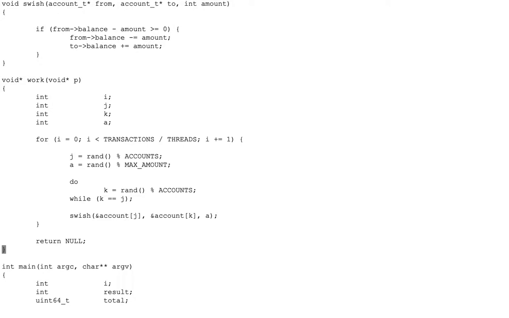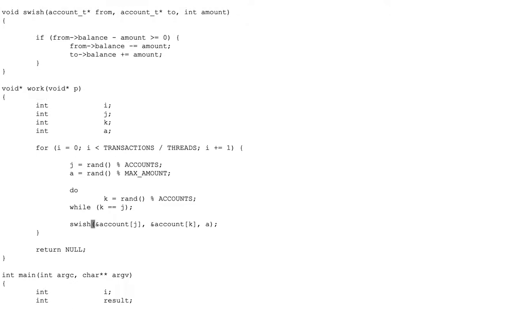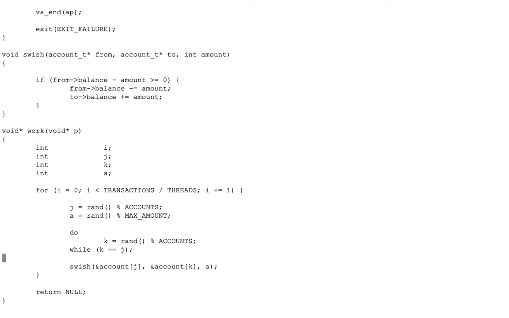accounts and amount, and swish this between these accounts. Okay, I mean, we transfer from the from account to the to account this amount, but only if there is a sufficient fund.